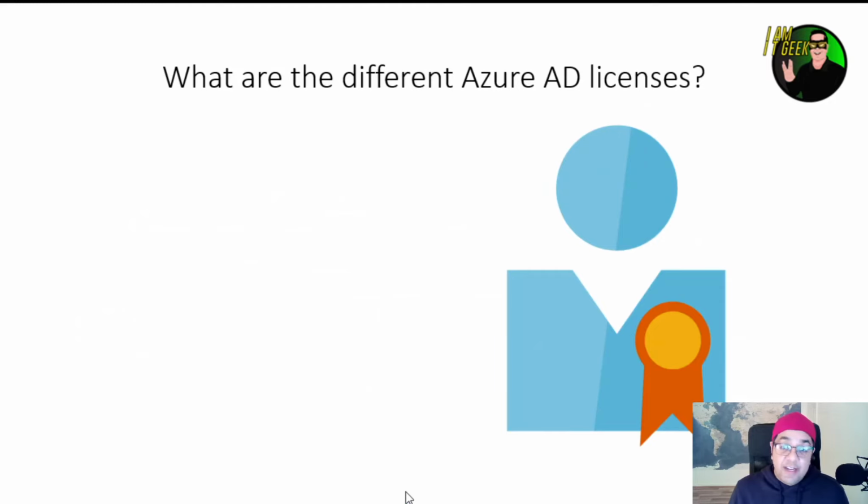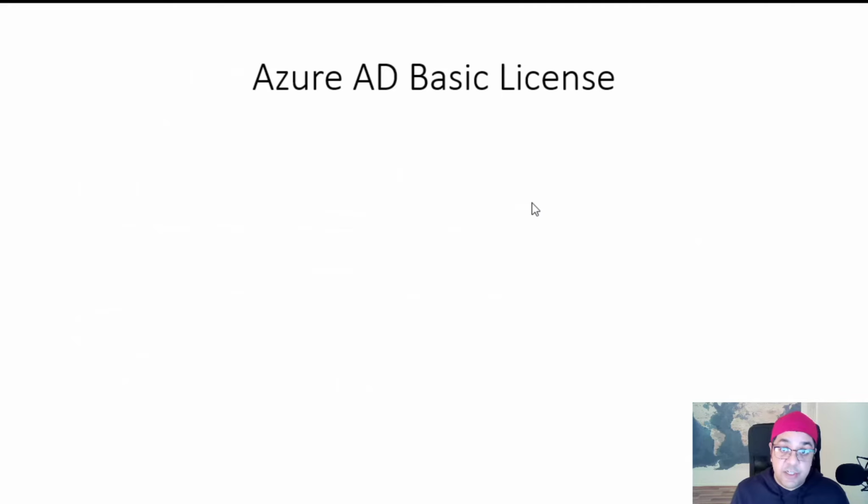So what are the different Azure AD licenses? As I mentioned, there's a free directory license. This is the basic license, and this comes with a default tenant without any additional subscriptions. For a basic, free account, it has a lot of features as well. So I quickly just want to touch on those features.